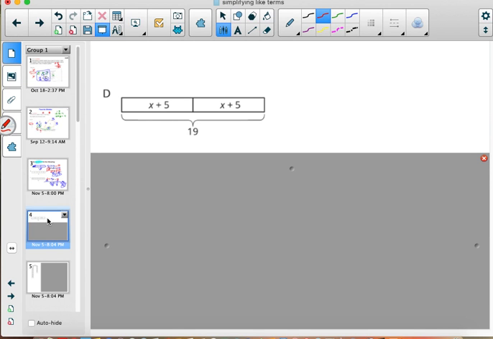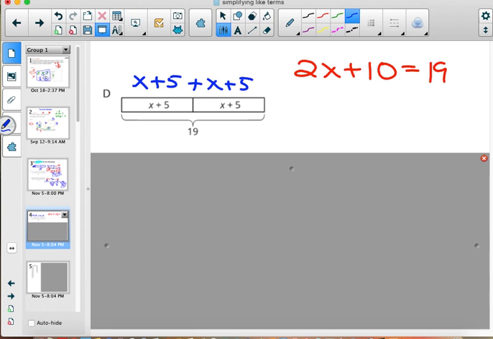Brandon, what did you put for your equation? 2x plus 10 equals 19. How did you get the 2x plus 10? I just see there's 2 x's, put 2 x's, and then add 5 plus 5. So he's looking at it as x plus 5 and another x plus 5, and in a way it's like adding together. So you get 2 x's, you get two 5s, and you put them together, you get 10.